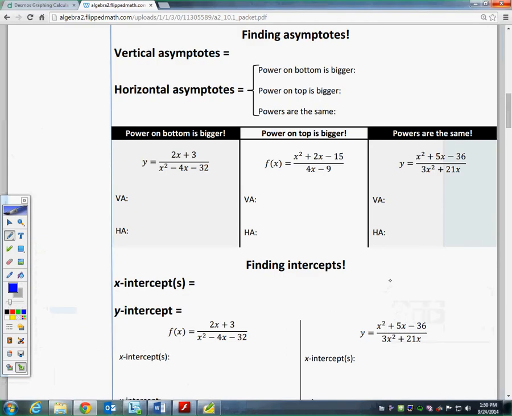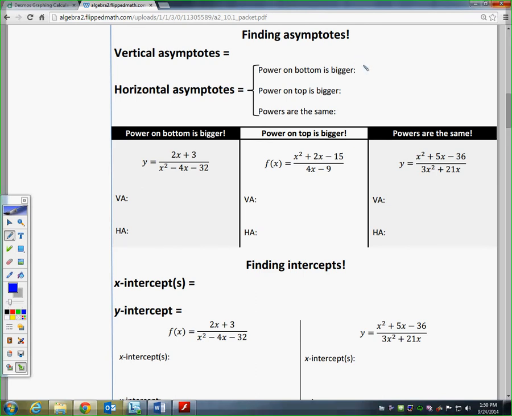Okay, I thought I would just review the horizontal asymptotes just for you. This was from the notes that I gave you off of the flipmath.com website. So here, if the power on the bottom is bigger, then you have an asymptote at y is equal to 0. If the power on the top is bigger, you do not have a horizontal asymptote.